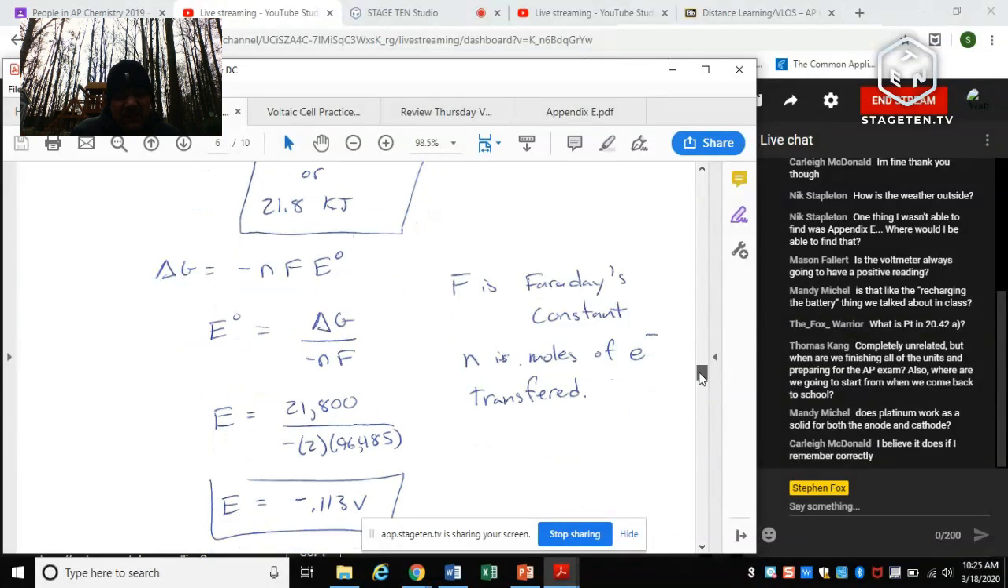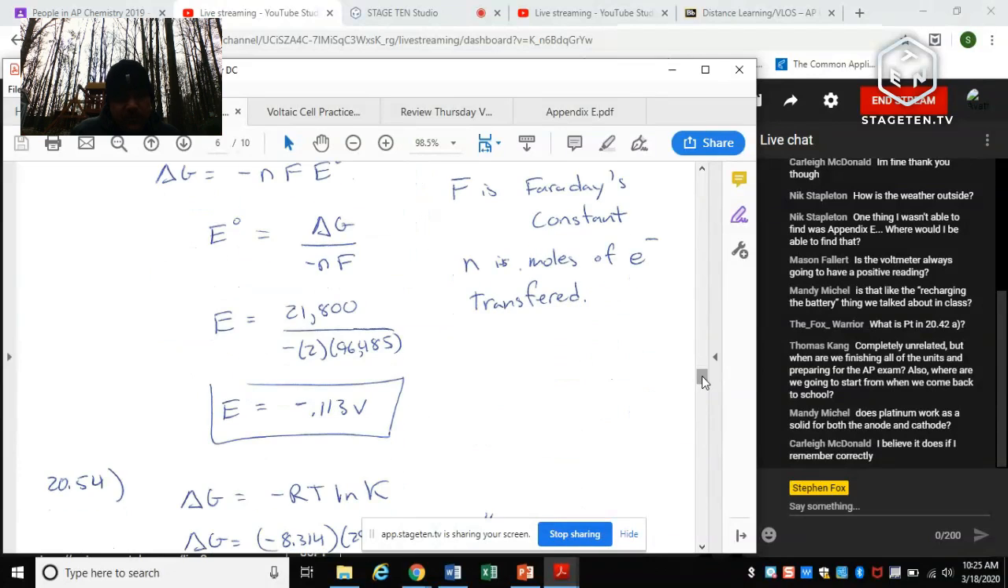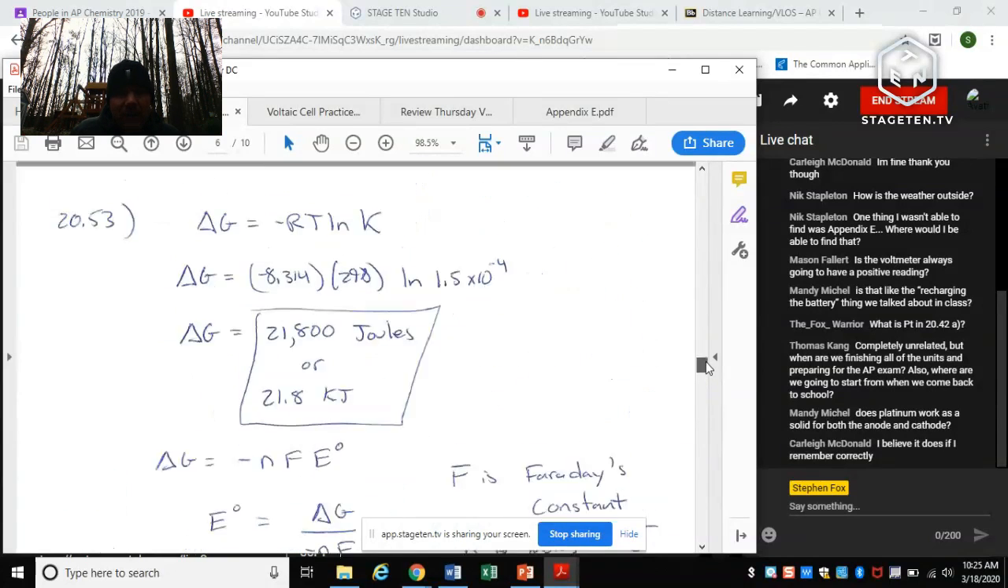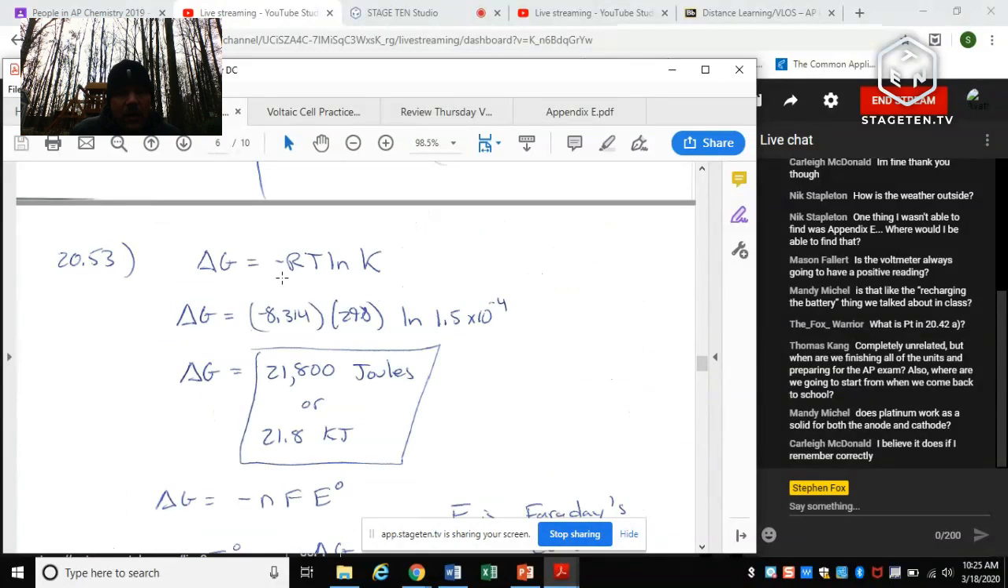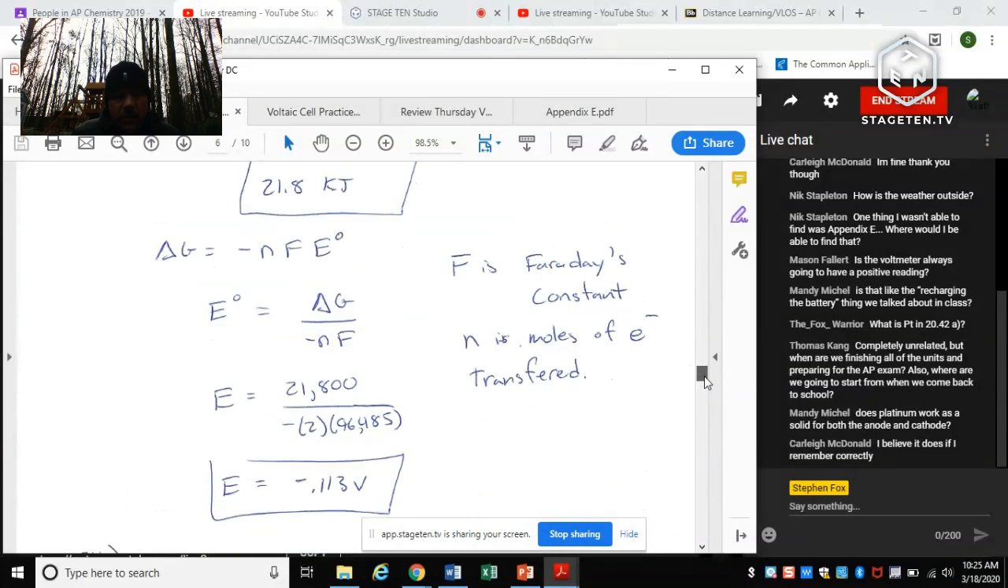So you would just plug those in, and you would get your voltage. Make sure, again, just like in the delta G equation up here, negative RT natural log of K, that you understand that delta G has got to be in joules, not kilojoules, okay?